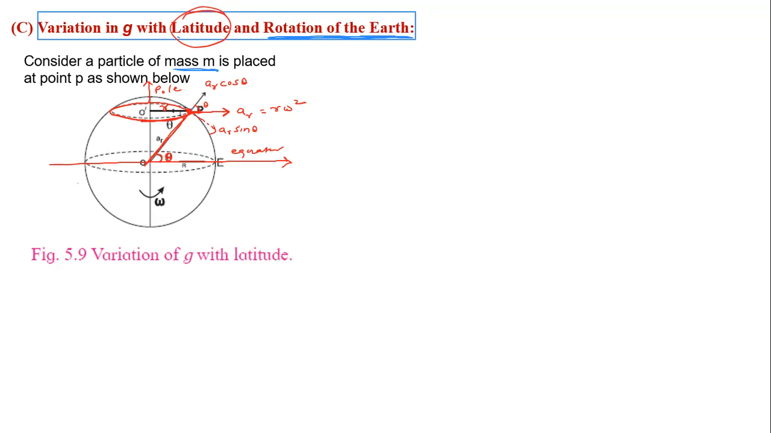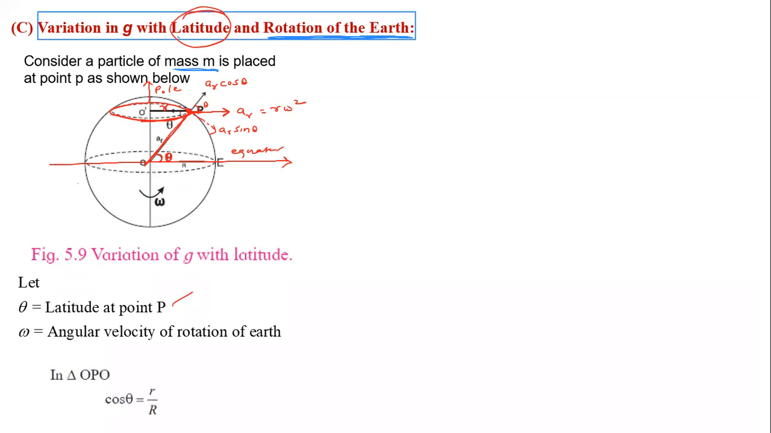So we resolve this acceleration into two components. Now I consider theta is the latitude, meaning angle with equator. Omega is the angular velocity of rotation of Earth. Now see the triangle OPO dash. In that triangle, cos theta is adjacent side by hypotenuse. You can see here the adjacent side is O dash P, small r, and the hypotenuse is capital R. So we get cos theta is small r by capital R.